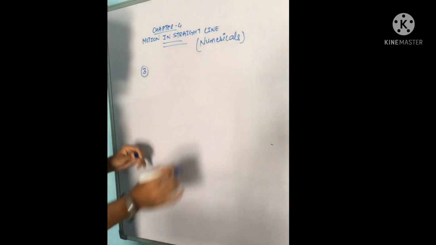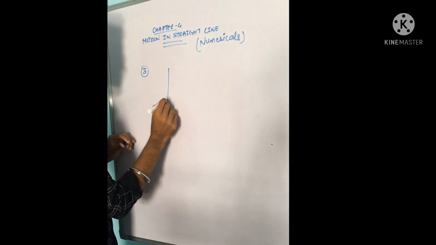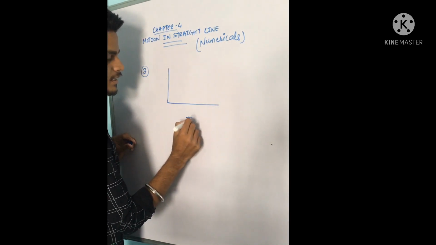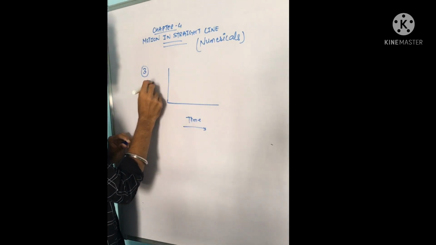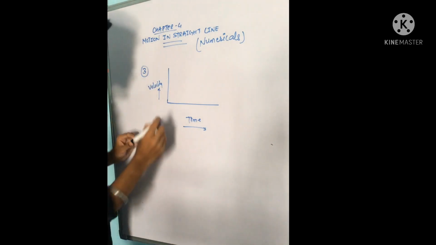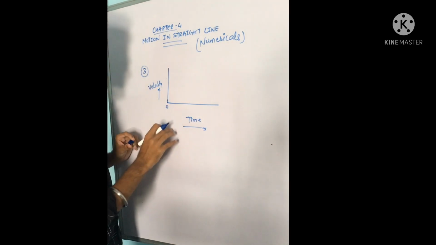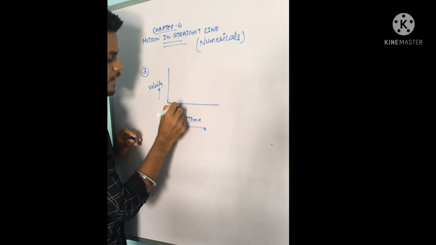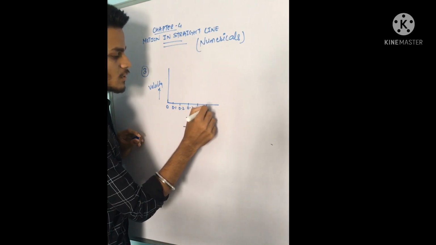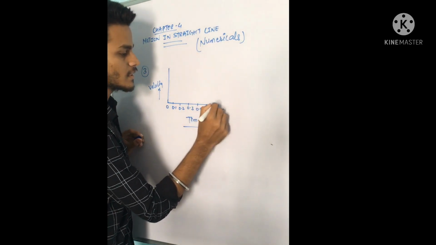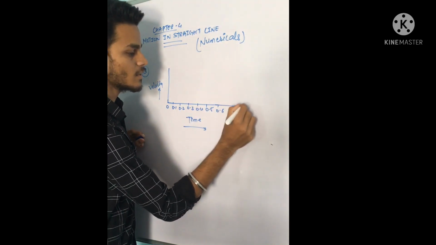Draw the time velocity graph. So we have to draw the time velocity graph. Time we take onto the x-axis and velocity we take onto the y-axis. Is it clear? Next, starting the time is given in points, so we will mark it as 0.1, 0.2, 0.3, 0.4, 0.5, 0.6, 0.7 and going on.